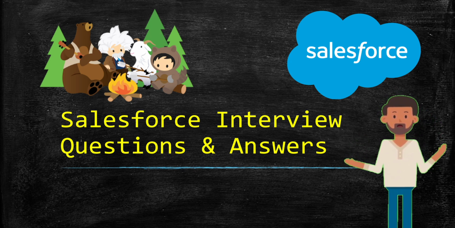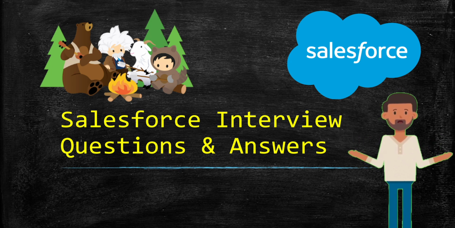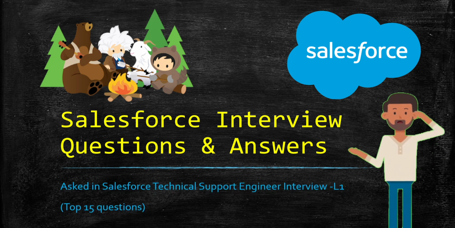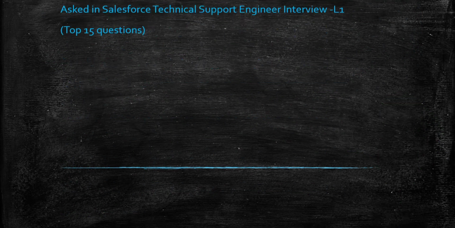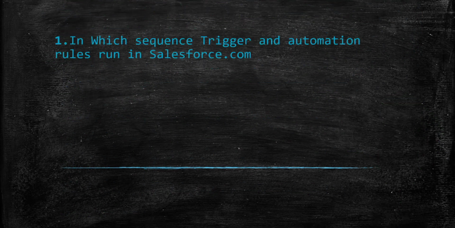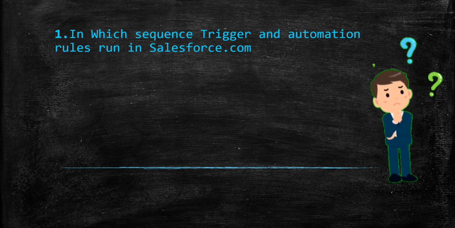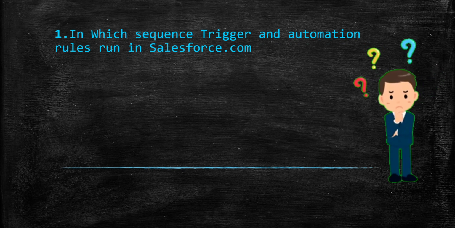Today we will discuss the Salesforce interview questions and answers which were asked in the technical support engineer round 1, and here we will discuss the top 15 questions which were asked by a recruiter. So let's start with the first question: in which sequence do trigger and automation rules run in Salesforce? You have to answer like that.